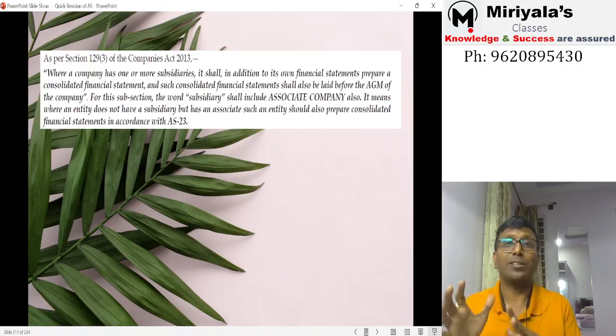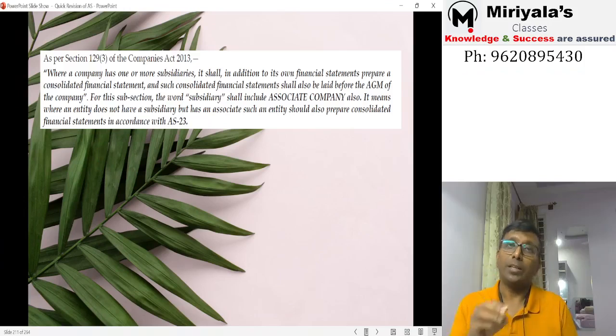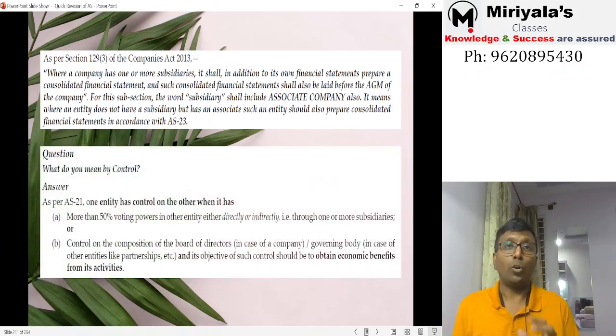As per Section 129(3) of the Companies Act, every holding company, every parent company that has a subsidiary, or even an associate, is supposed to prepare the consolidated financial statements, and they should be approved by the board of directors and given to the AGM as well. This is a mandatory section. What we are talking about under Accounting Standard 21 is line by line consolidation of the parent and subsidiary companies. Consolidation of the associate company and the joint venture company will be done by Accounting Standard 23 and Accounting Standard 27. Next, what do you mean by subsidiary?